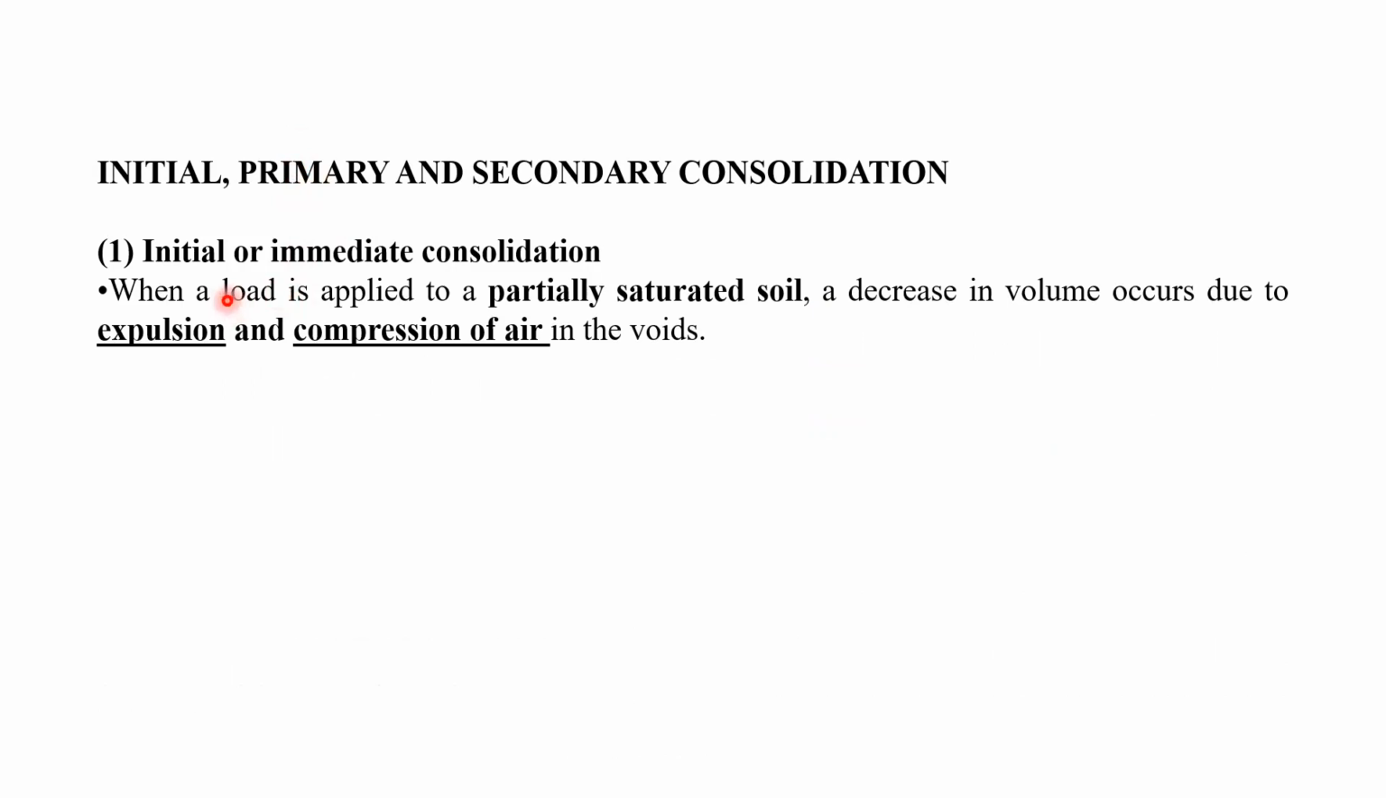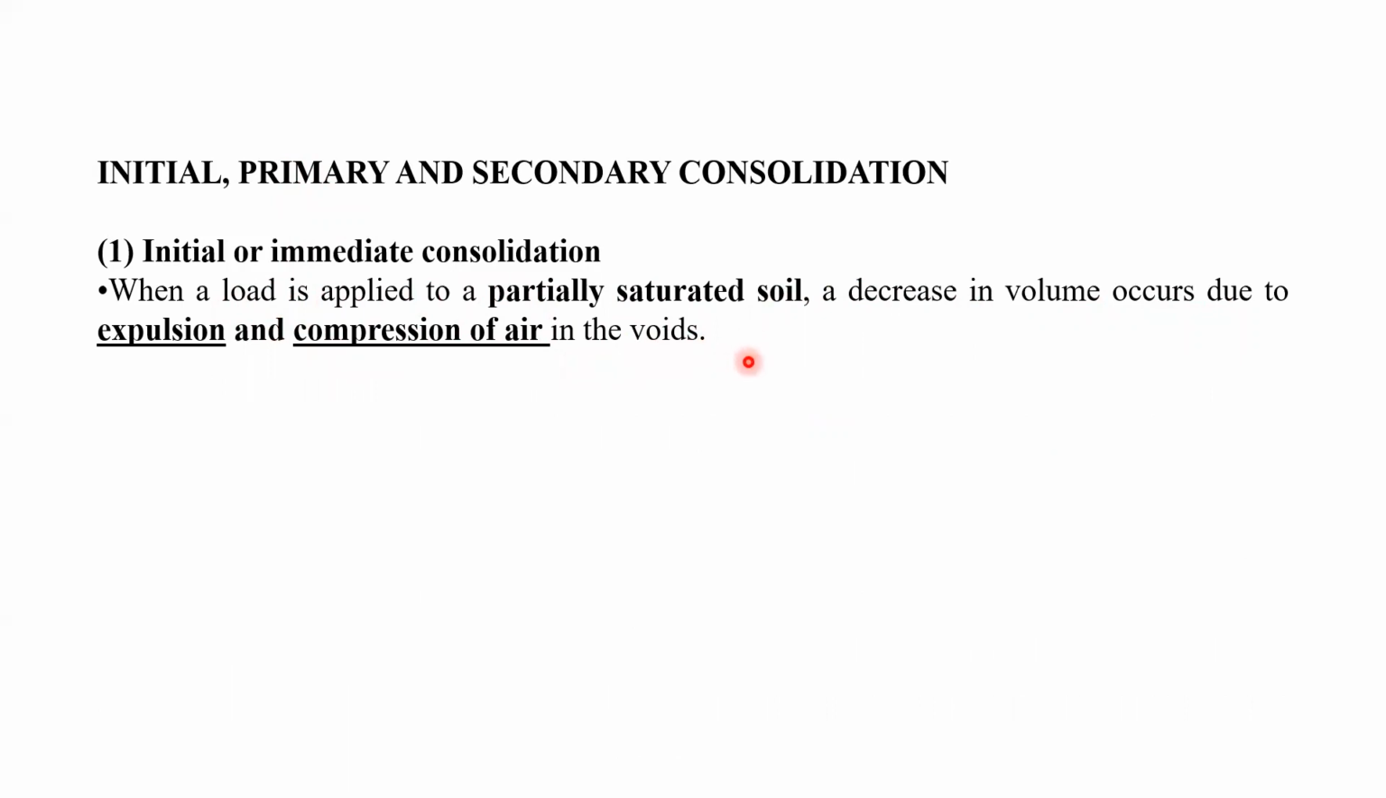Now we can see what are the various types of consolidation, right? So three types of consolidation are there. One is called initial or immediate consolidation. So when the load is applied to a partially saturated soil mass, a decrease in volume occurs due to expulsion and compression of air in the voids.